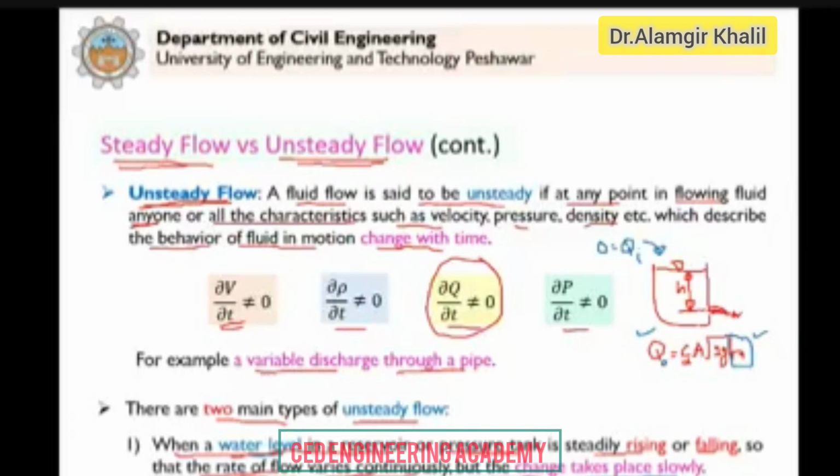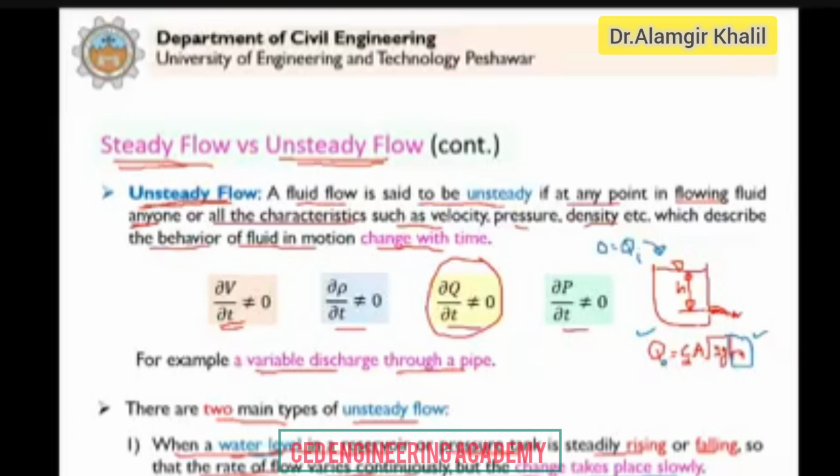You suddenly close it. It doesn't take 1 hour for the water to stop when you close the valve. No. Although we have different types of valves, the one that you can close rapidly and the one that you can close slowly, still you see that in that case, the changes that take place are rapid changes. Clear?